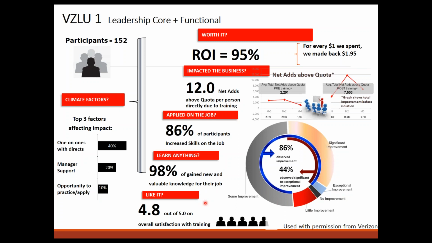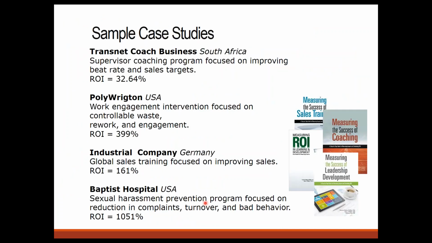And I don't know if you can tell, I could just keep talking about this for days. These were just some of the other case studies that we pulled. You see, Transnet is a coach business, like trained coaches. And they were working on a program, a supervisor coaching program, and their key measure was beat rate and sales target. So you see their ROI 32.64. Polywrite, and this is one I walked you through, the work engagement. It was a nice ROI, $3.99, so big ROI.